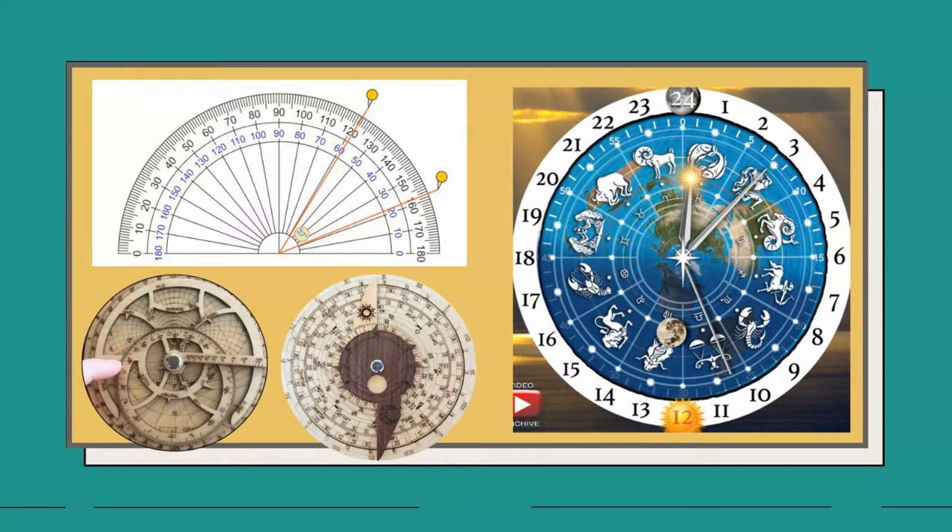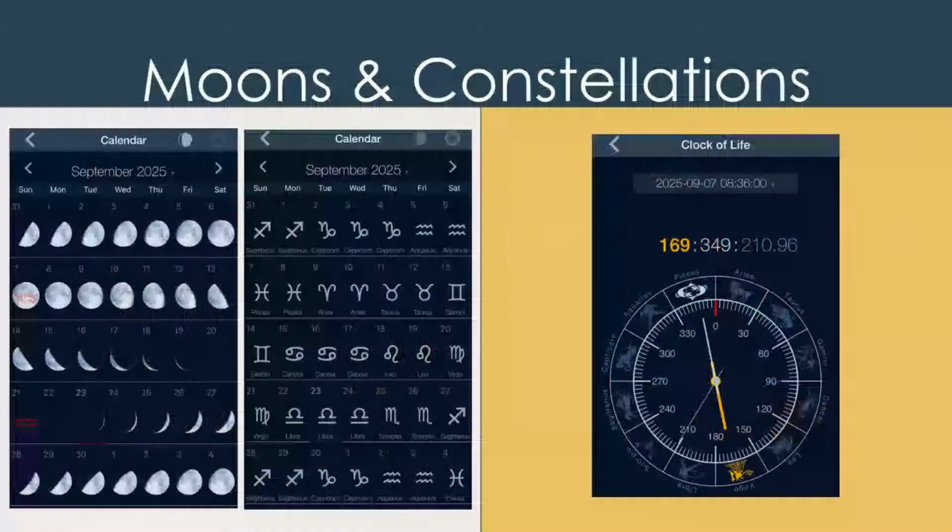Right here we have the picture of my astrolabe, and then we have the lunar volvelle. These are what they look like kind of close up. All right, we're going to move along.